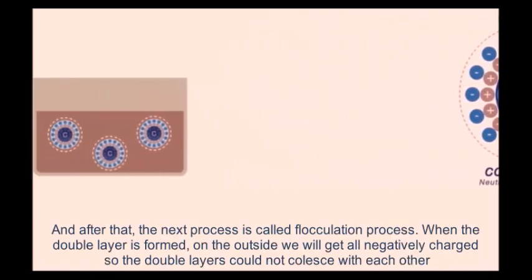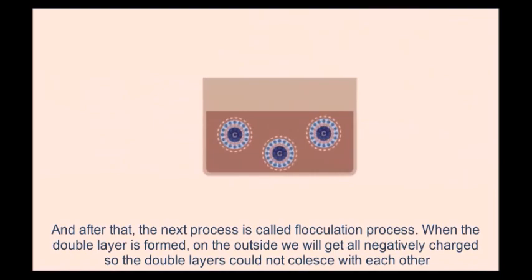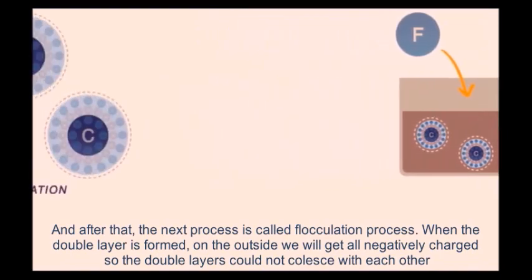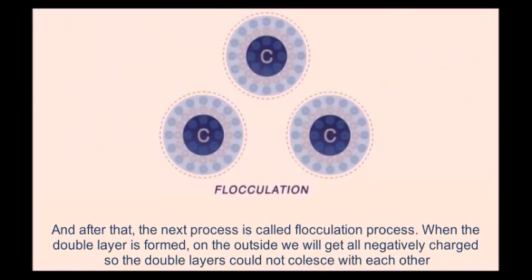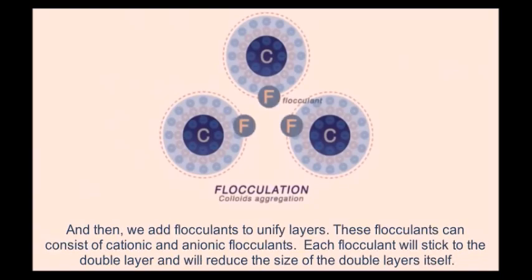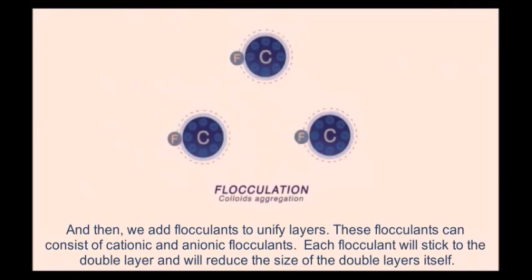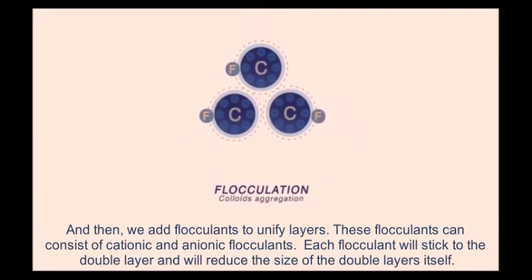And after that, the next process is called the flocculation process. When the double layer is formed, on the outside we will get all negatively charged, so the double layers could not coalesce with each other. And then we add flocculants to unify the layers. These flocculants can consist of cationic and anionic flocculants. Each flocculant will stick to the double layer and will reduce the size of the double layer itself.